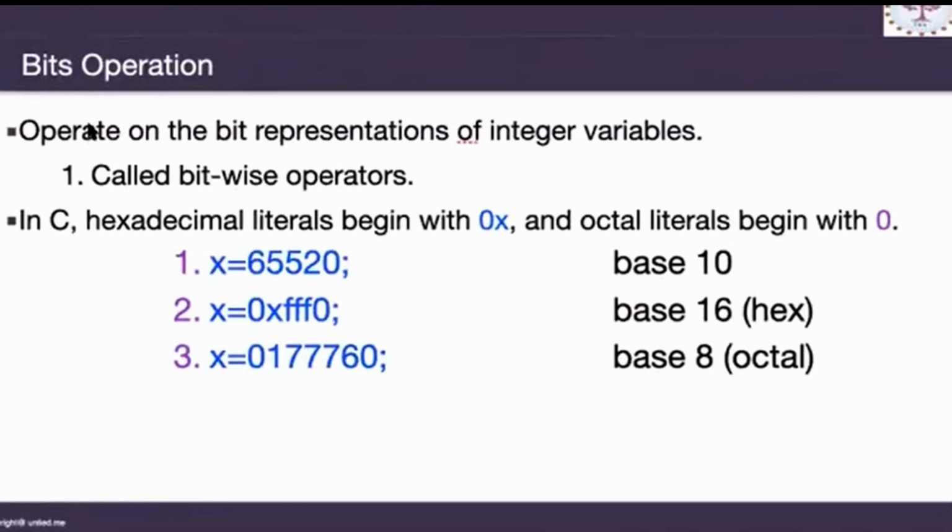These are the bit operations. Bit operations means that everything in programming is stored in bits. So you want to perform operations on one bit with the corresponding bit of the second variable. These operations are called bitwise operators.